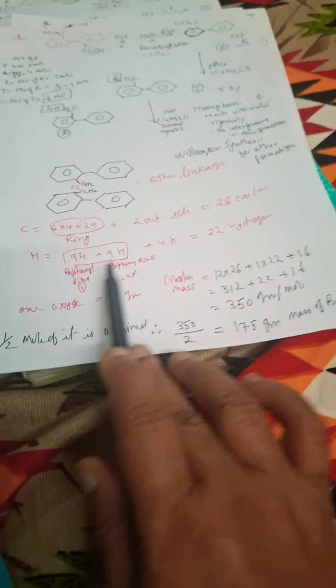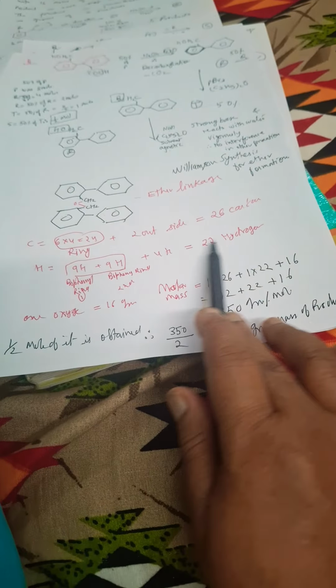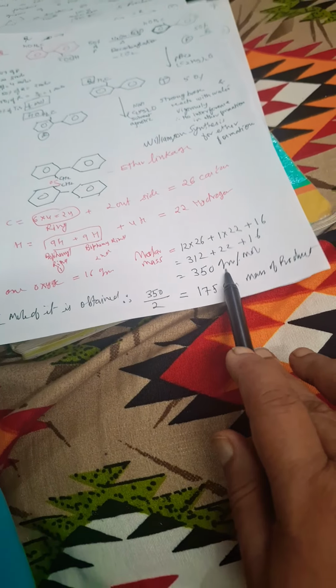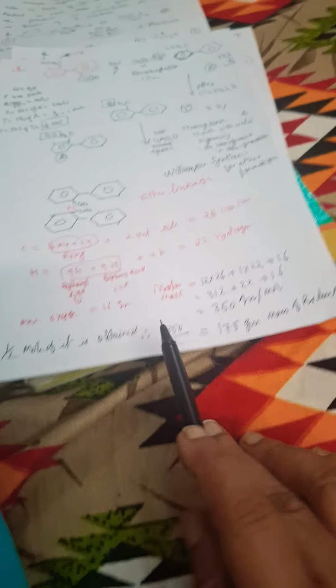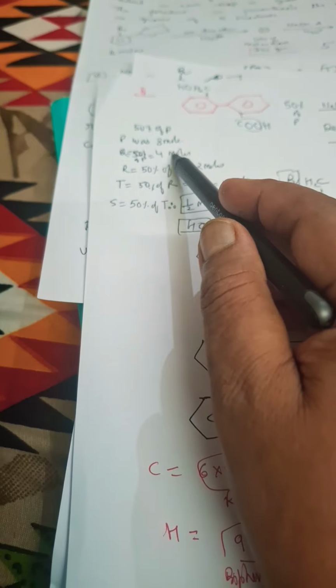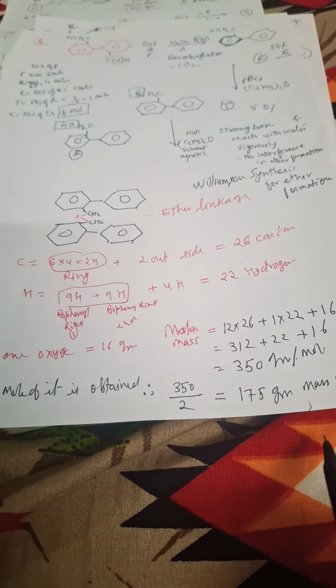Now you get the molar mass of it. So 26 carbon, 22 hydrogen, and 1 oxygen will be there. Molar mass is 350, but half a mole of it is obtained. See, everything is 50%. P 8 mole, then Q 4 mole, then half of this 2 mole, T 1 mole, S will be half mole, so it will be 175.